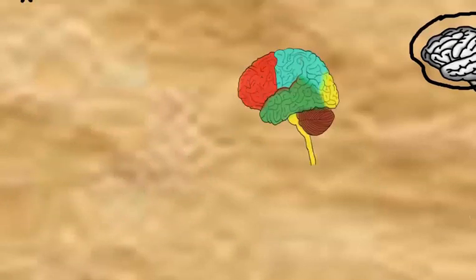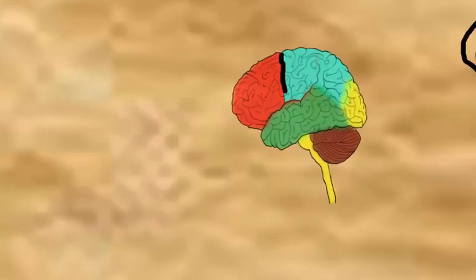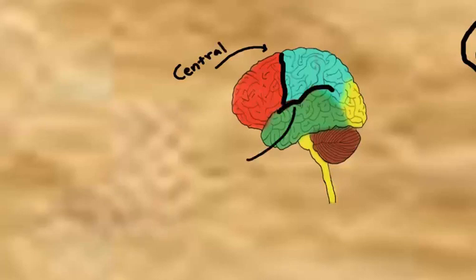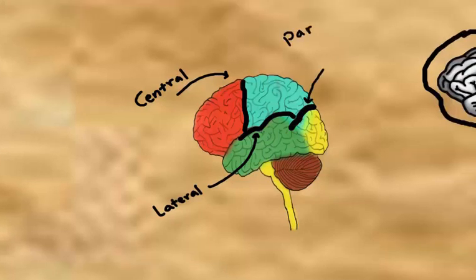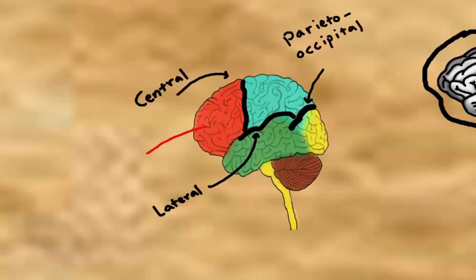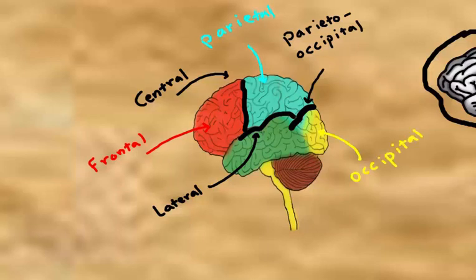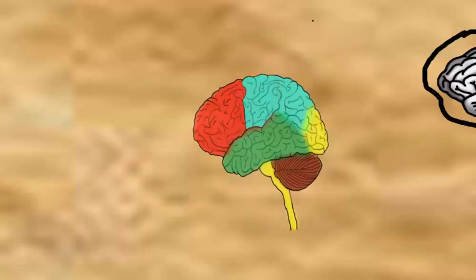The cerebral hemisphere is divided into 4 lobes by 3 main sulci, and these are the central sulcus, the lateral sulcus, and the parieto-occipital sulcus. So we have 4 lobes, and these lobes of the hemisphere will be the frontal lobe, the parietal lobe, the occipital lobe, and the temporal lobe. So these are the 4 lobes of the cerebral hemisphere.